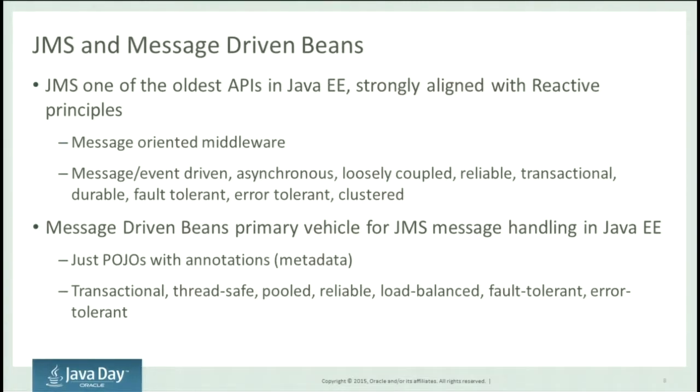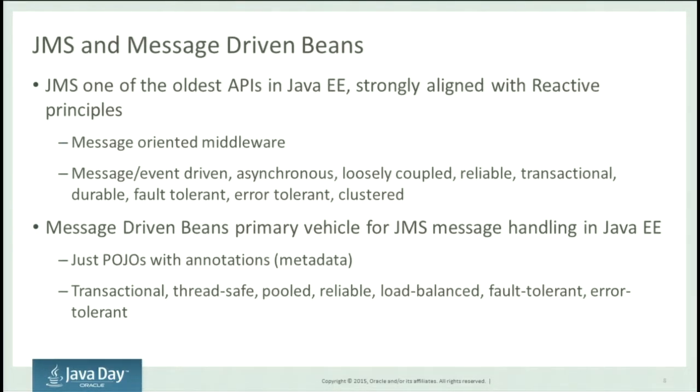Out of JMS and its implementations, you get things like loosely coupled systems. When you're dealing with JMS, you get reliability, transactionality, durability, fault tolerance, error tolerance, clustering, load balancing, pooling, and all the like. All of the things that are important for reactive programming principles, beyond the simple programming paradigm of message or event-driven programming and asynchronous programming.